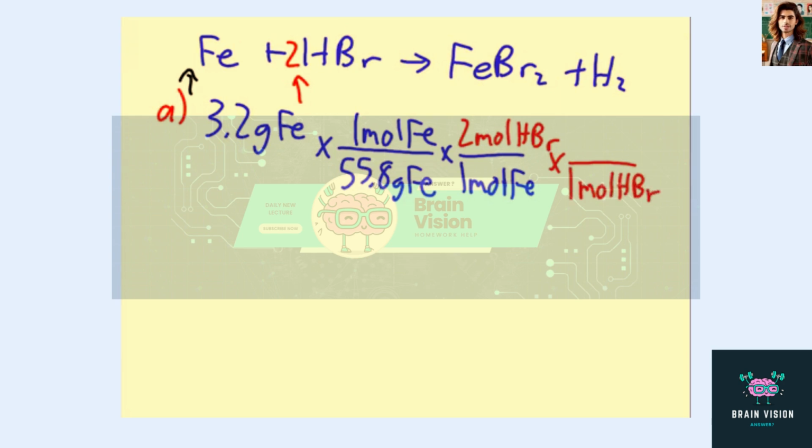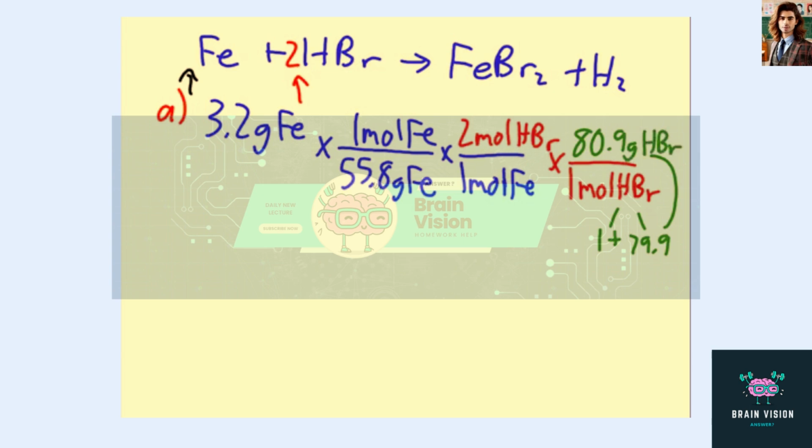Now, hydrogen has a molar mass of 1 gram per mole, and bromine has a molar mass of 79.9 grams per mole. So I'll add them together and find that it is, in fact, 80.9 grams.